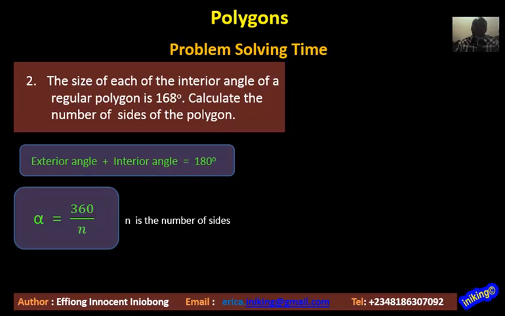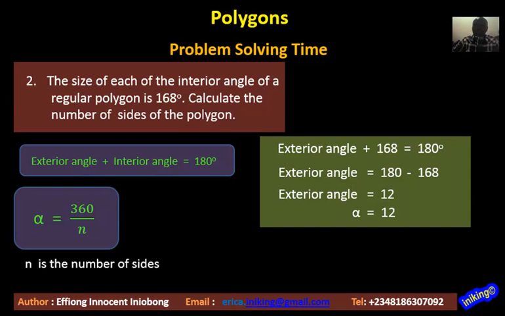So that's it there. Using the expression exterior angle plus interior angle equals 180 degrees, that will help us to obtain the value of the exterior angle from here. After getting the exterior angle, we transfer that to this expression, and then we're able to get the number of sides. And that's exactly what is happening here.